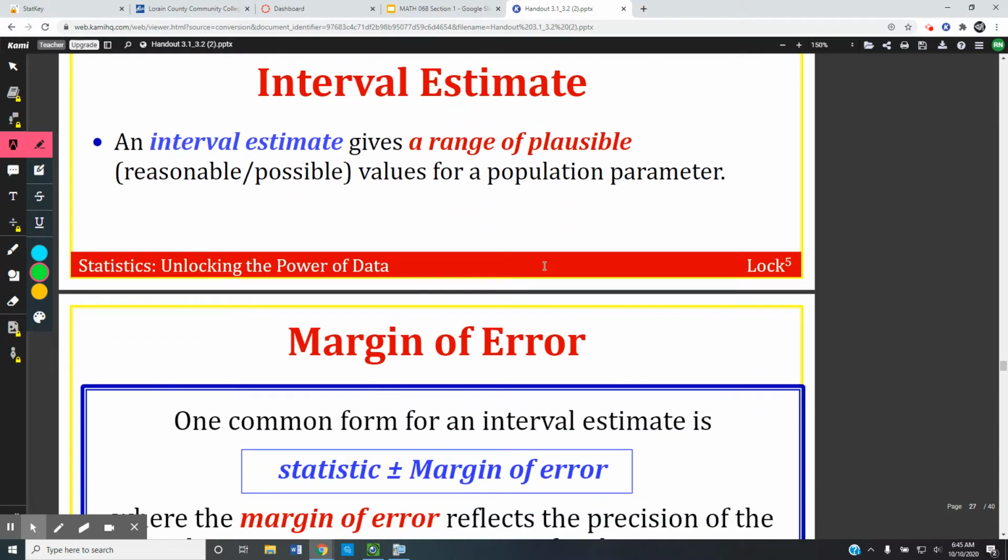So the interval estimate gives us a plausible range, a plausible set of values for the population parameter. And remember that when we use the words population parameter, that's the statistic of the population that describes the population, whether it be a mean or a proportion or a rho value.